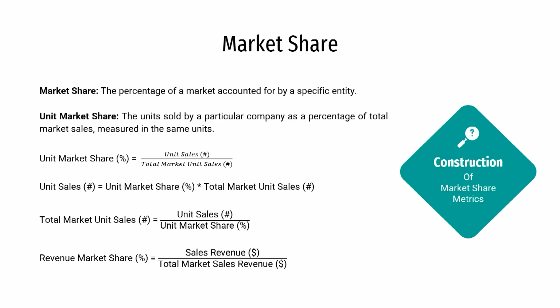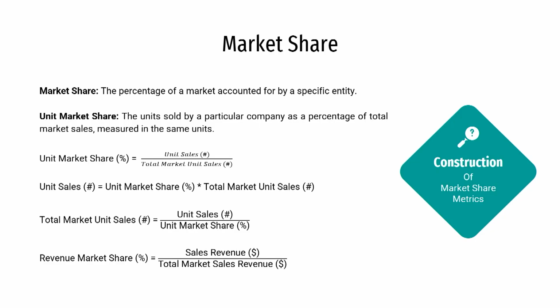And market share can be calculated from two dimensions, as we already said. One is from the dimension of units sold and another is from the dimension of revenue generated. Unit market share is the units sold by a particular company as a percentage of total market sales measured in the same units. Mathematically, it is units sold by the company divided by the total number of units sold for that particular product category, combining all the brands available in the industry. So, unit sales divided by total market unit sales.